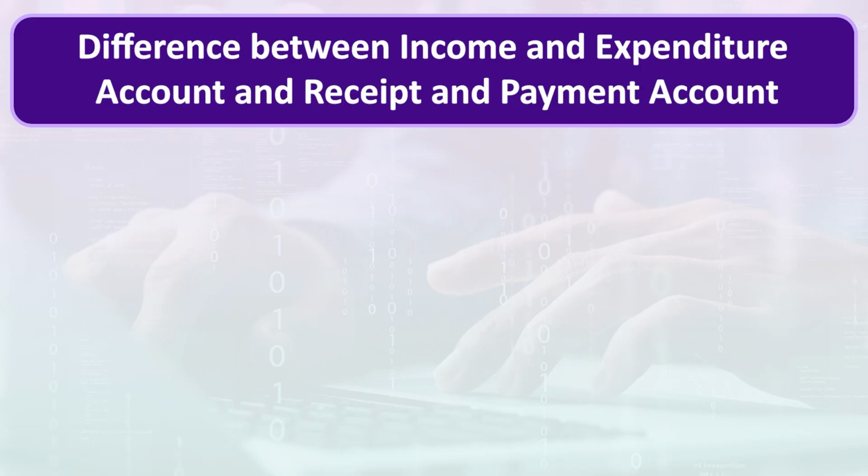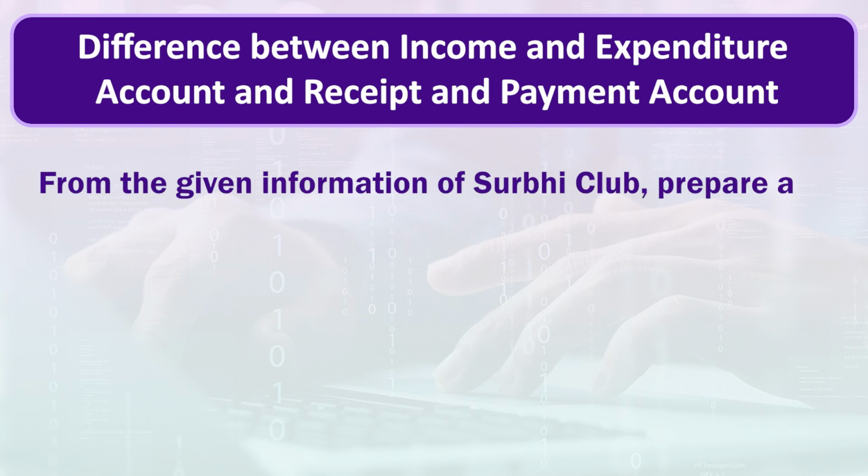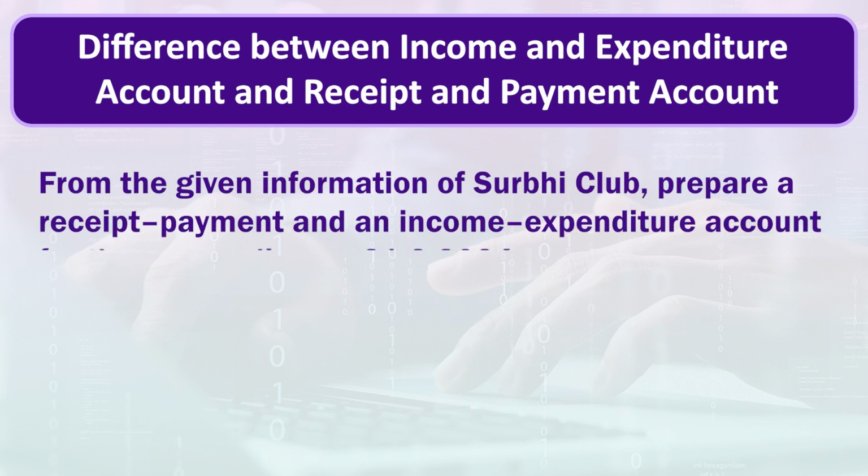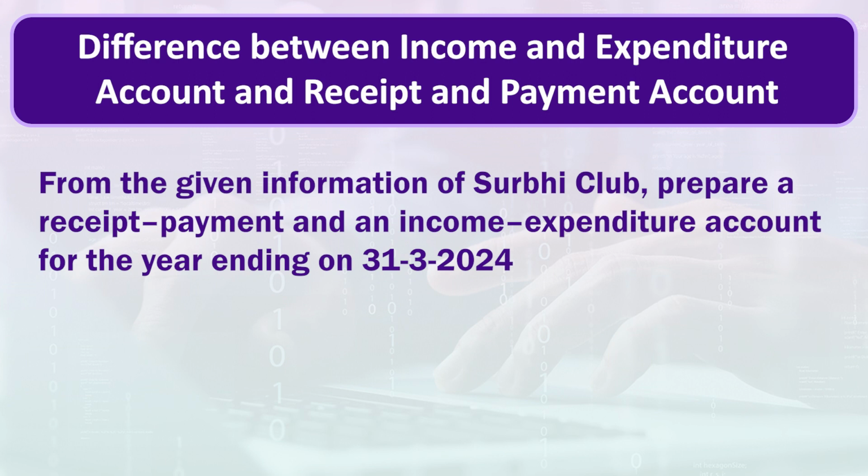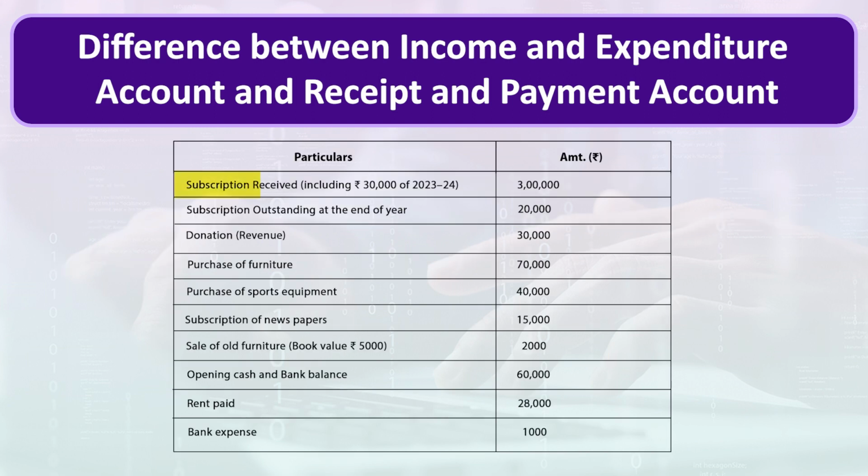Let us understand these differences with the help of illustration. From the given information of Surabhi Club, prepare a receipt and payment and income and expenditure account for the year ending on 31/3/2024. The first item is subscription received, which includes rupees 30,000 of 23/24.